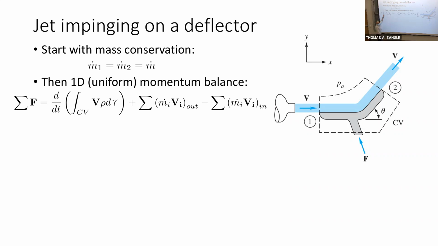So the sum of the forces is going to be the rate of change of momentum within the control volume plus the momentum that leaves minus the momentum that comes in. Right? What can we do? What kind of simplifications can we make to this equation based on our assumptions?